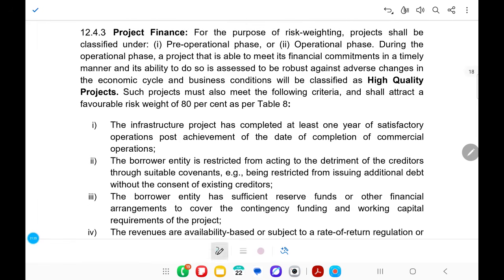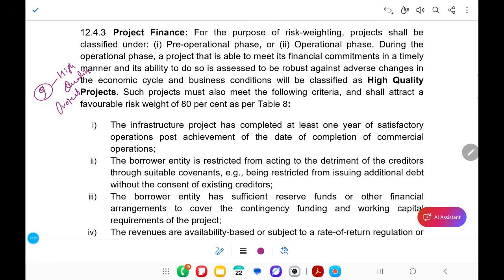So friends, under this circular, the RBI has given a total of 9 criteria to define high quality projects. To qualify for the favorable 80% risk weight as a high quality project, the project must meet stringent criteria. It must have completed at least 1 year of satisfactory operation and have sufficient reserve funds. We will see these criteria one by one.